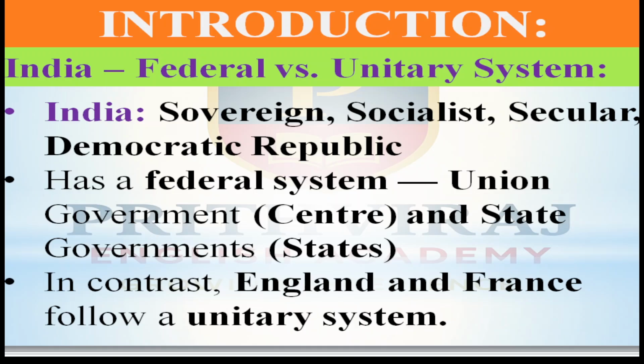Now come to the unitary. Unitary means one unit. In contrast, in opposite of this, England and France have the unitary system. In India we have the federal system, but England and France have the unitary system, means they have only a central government. Here we have the union government at the union level and state government at the state level.